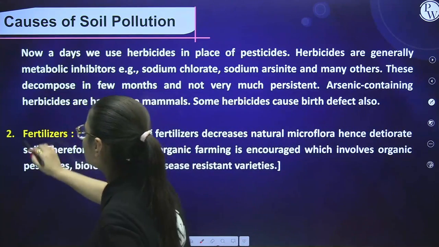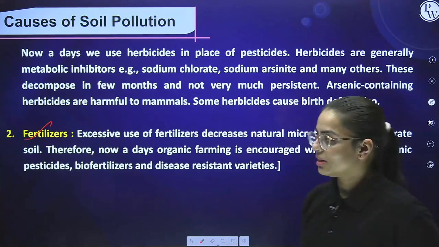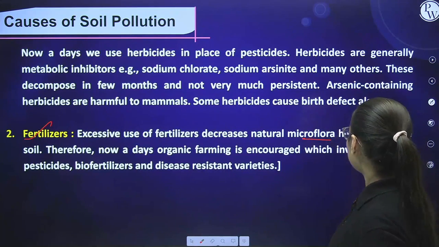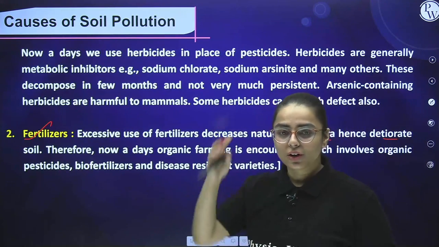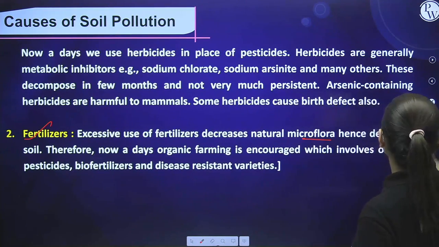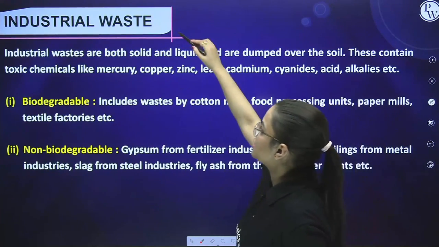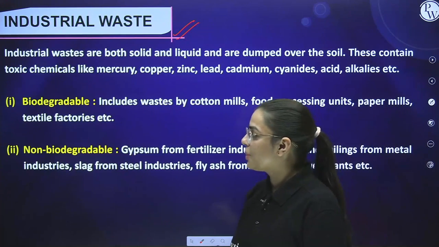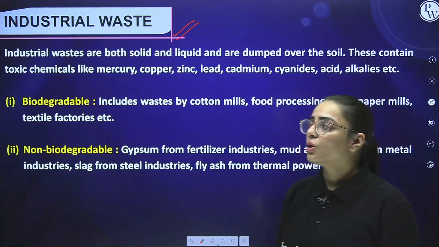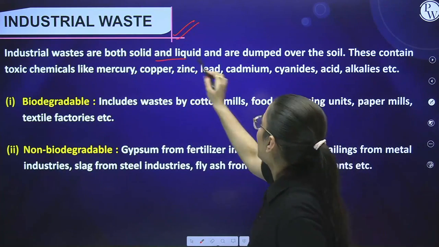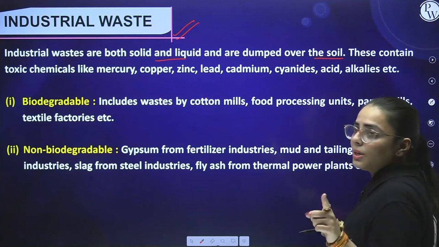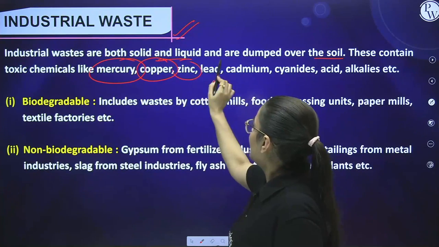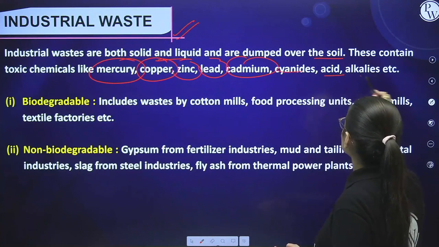The next is fertilizers. Again, just like pesticides, excessive use of fertilizer decreases the natural microflora. Hence, it deteriorates the soil, or it affects the quality of the soil. Right? Other than this, students, we have industrial waste. If I talk about industrial waste, I have two kinds of waste, that is the biodegradable and non-biodegradable. They are both solid and liquid and are dumped over the soil. Okay. Now, what happens over here? These contain toxic chemicals like mercury, copper, zinc, lead, cadmium, cyanides, acids, alkalis.